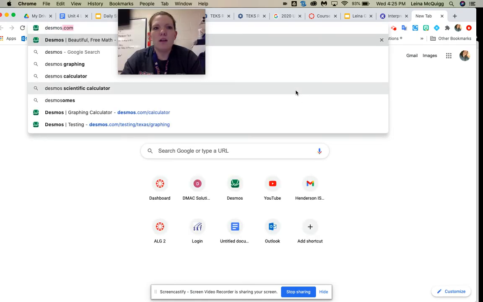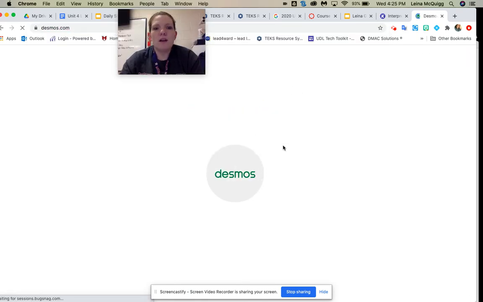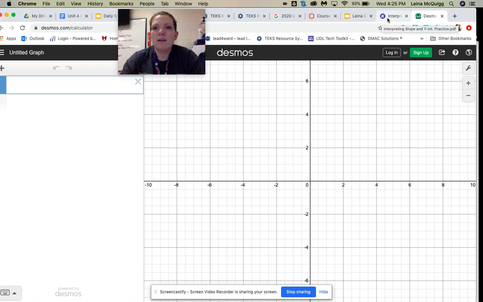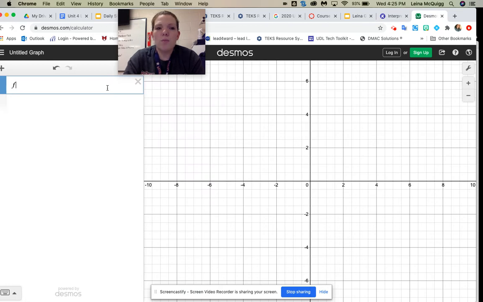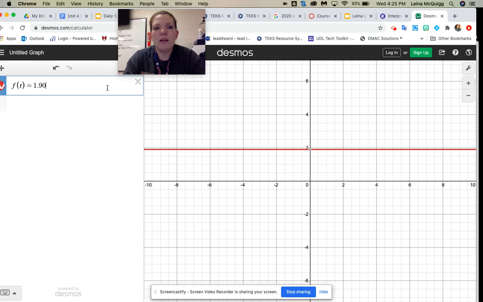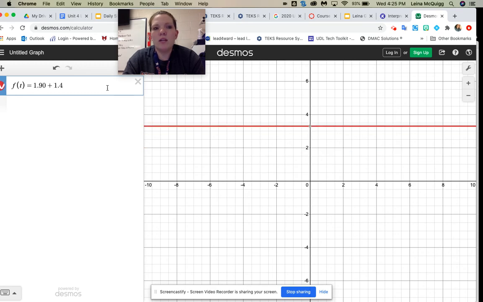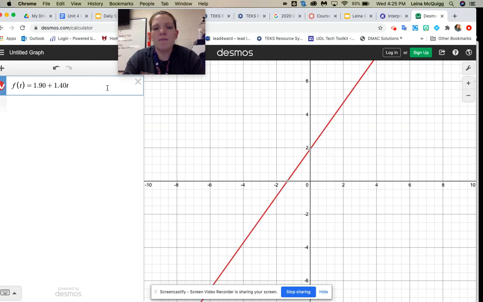Desmos is awesome. It does all the things for us. In Desmos, I want you to type this function: F of t equals 190 plus 140t.